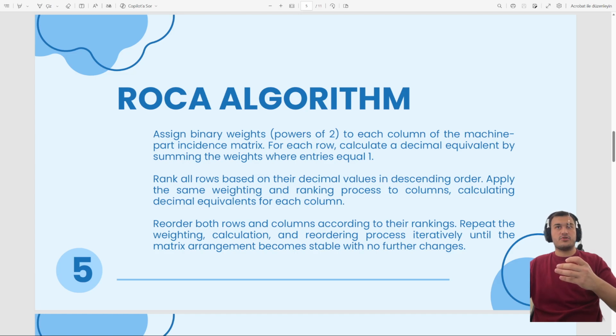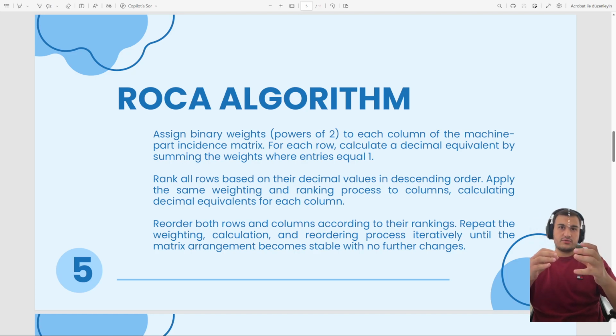In this slide, we're going to talk about the rank order clustering algorithm, which we call ROCA. ROCA uses a binary weight system to organize the matrix. Its procedure works like this. First, you assign the binary weights, which are powers of 2. Second, for each individual row, you calculate the decimal equivalent value. You do this by summing up the column weights wherever the row has an entry of 1.